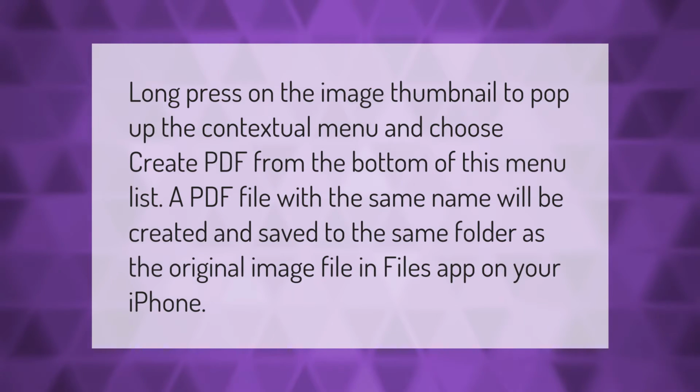Long press on the image thumbnail to pop up the contextual menu and choose Create PDF from the bottom of this menu list. A PDF file with the same name will be created and saved to the same folder as the original image file in Files app on your iPhone.